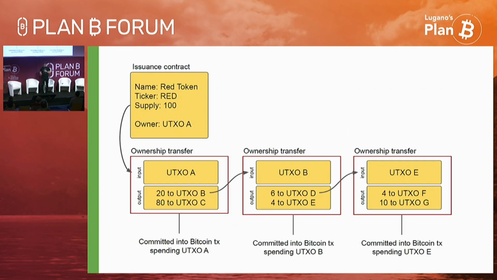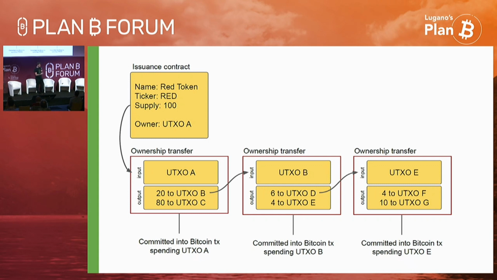So to go a little bit more specific, this is the only technical slide, but I think it is important to have an understanding of what we are actually talking about. The way RGB works is that you first have, let's call it, an issuance contract, where we define some information about the token, like the name, the ticker, the maximum supply, and maybe some extra validation rules, some extra metadata. Maybe you want to attach a PDF, whatever. You define what you are issuing.